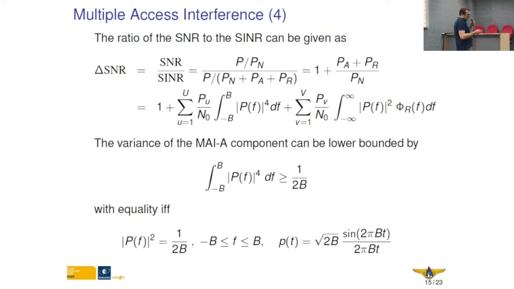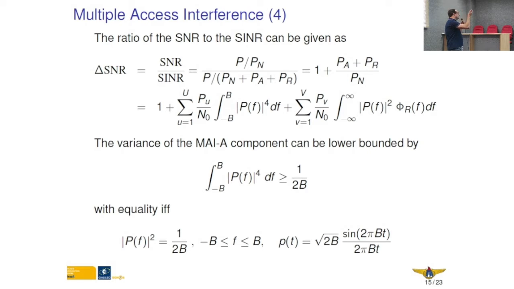Yeah, and if we introduce that here, we can calculate a change of the SNR with respect to the SINR, and we can include that here and get a nice formula. How does the SNR change with respect to this intra- and inter-system interference?